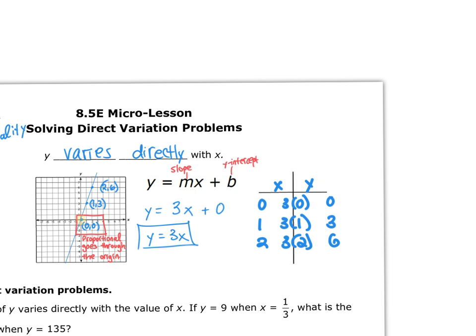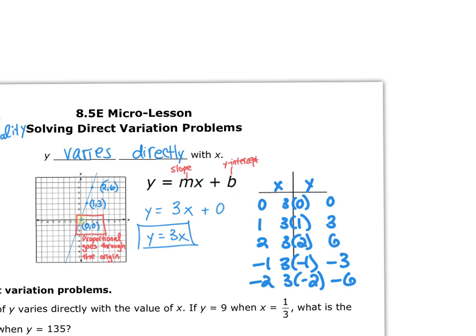Maybe we want to try some negative values. What if I had negative 1? Then I would have 3 times negative 1, and y would be equal to negative 3. What if I had negative 2? Then I would have 3 times negative 2, and y would be equal to negative 6. So we're substituting points into the formula for our line.